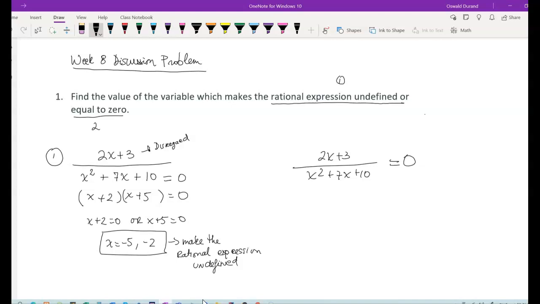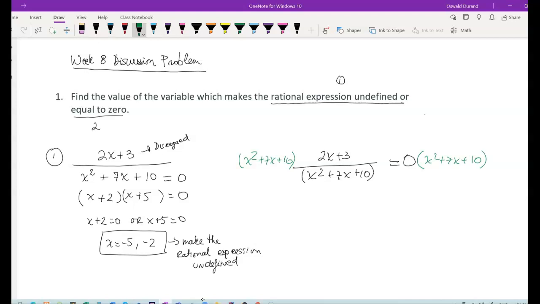Anytime we are faced with some type of denominator, what do we do? We find the least common denominator, and then we multiply both sides by that least common denominator, right? And the least common denominator, since there's only one denominator, is this. So that means I'm going to multiply the left side by x squared plus 7x plus 10, and then the right side by the same thing, x squared plus 7x plus 10.